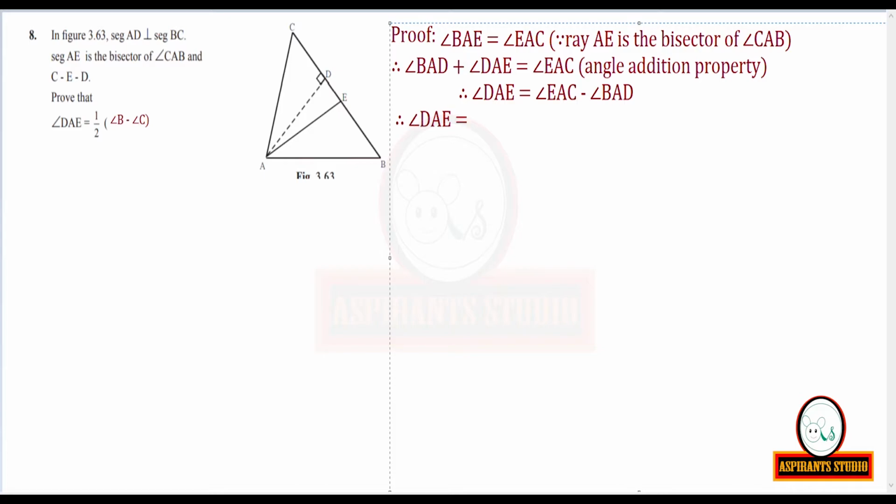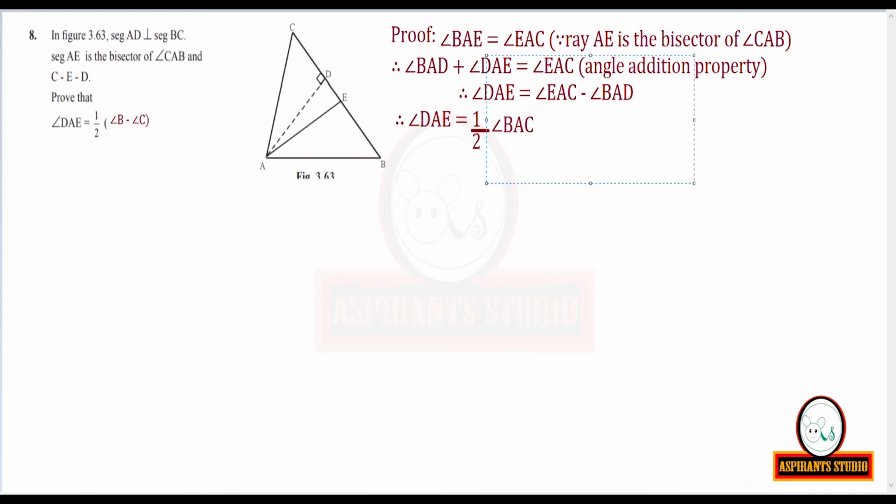Now, ray AE is the bisector of angle CAB. So, angle EAC can be written as half of measure of angle BAC. You can look at angle EAC in the figure. It can be written as half of angle BAC because ray AE is the bisector of angle CAB. Ray AE divides angle CAB into two equal parts. So we can write angle EAC is equal to half of angle BAC.